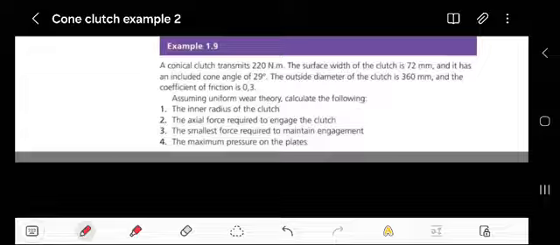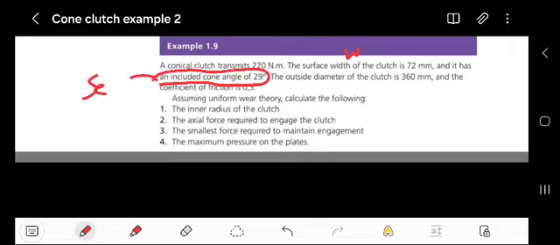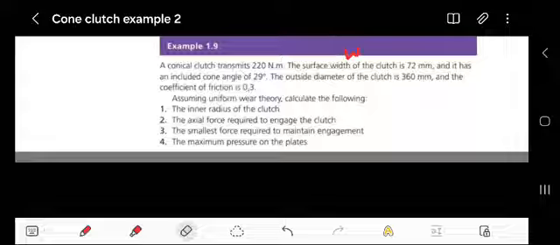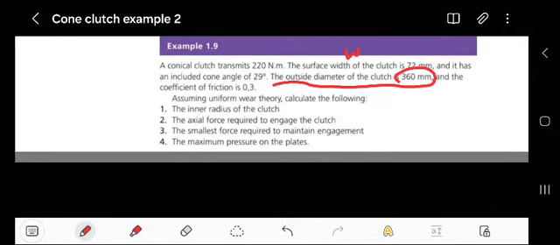Then the surface width, we are given a width which is W. They've given us 72 millimeter, and it has included cone angle. Remember, it's supposed to be semi-angle, not included. If it's included, this angle will be divided by 2. Remember, do not forget that. The outside diameter is given, and the coefficient of friction.